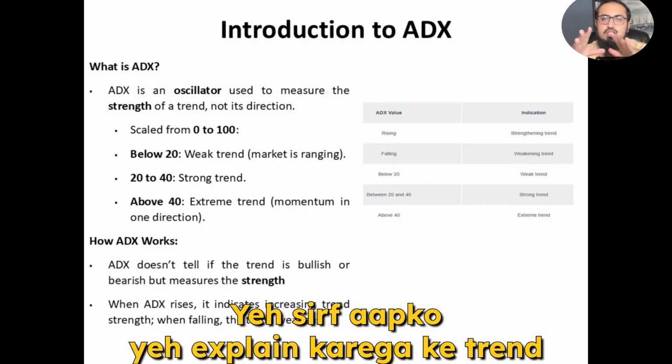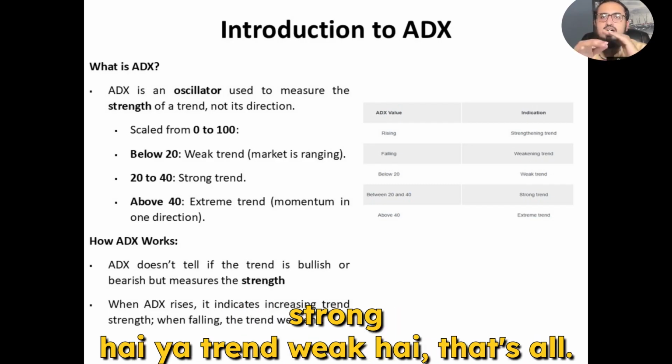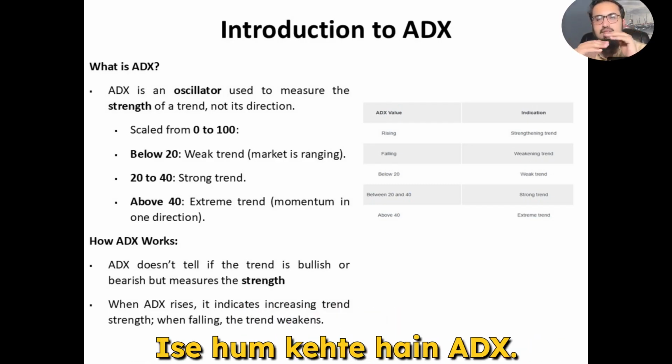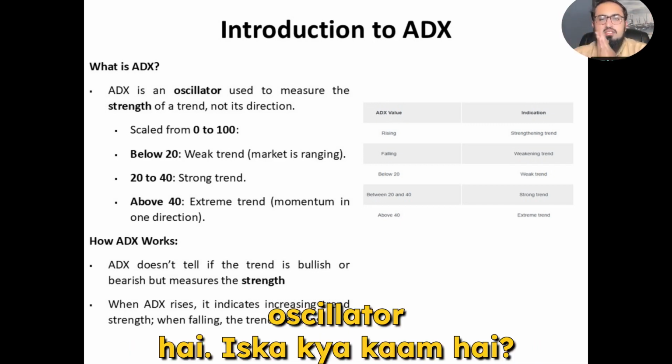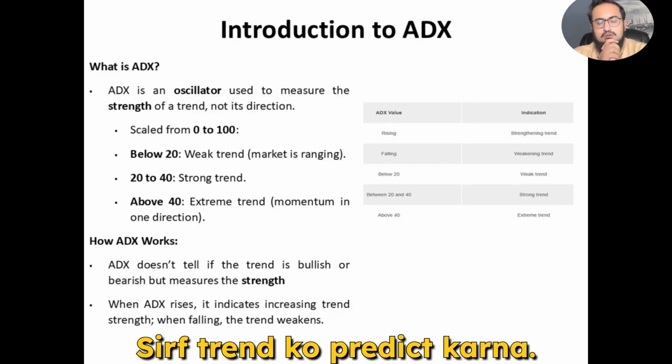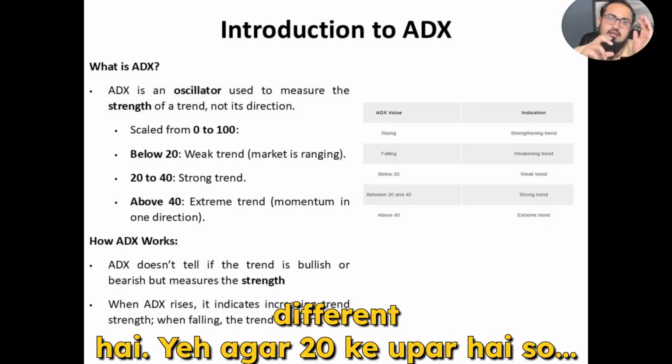It won't be bearish, it won't be bullish. It will just explain to you whether the trend is strong or weak. That's all. We call it ADX. ADX is an oscillator. What is its function? Just to predict the strength of the trend.